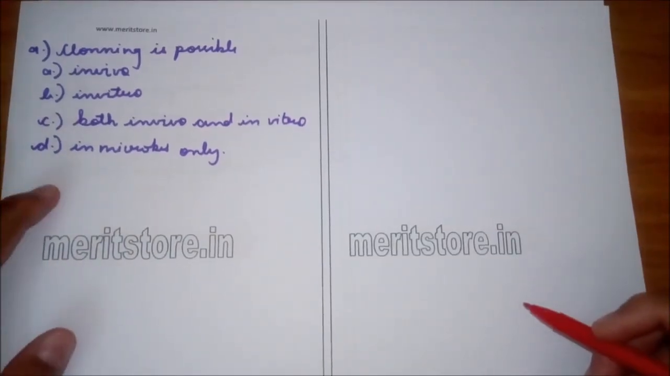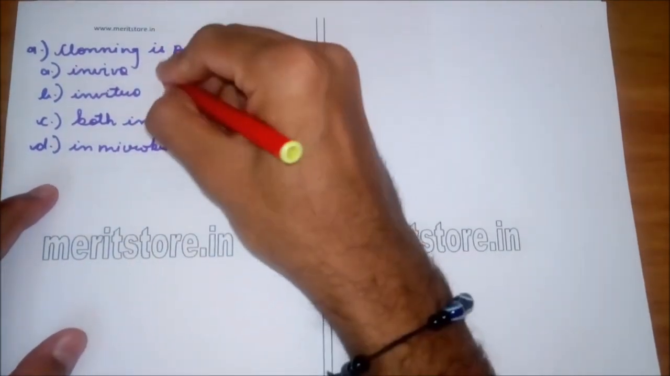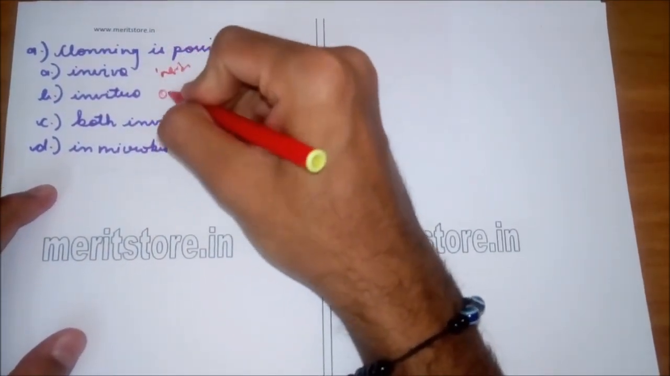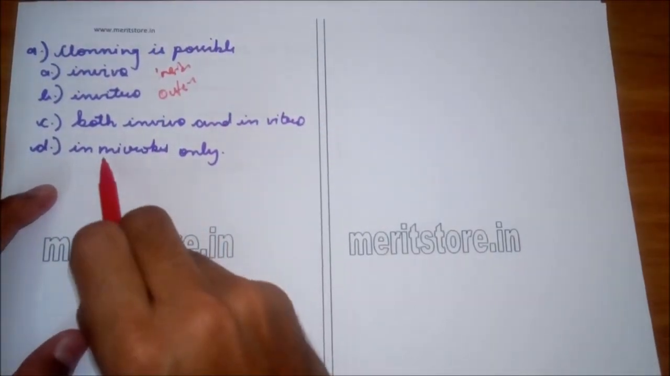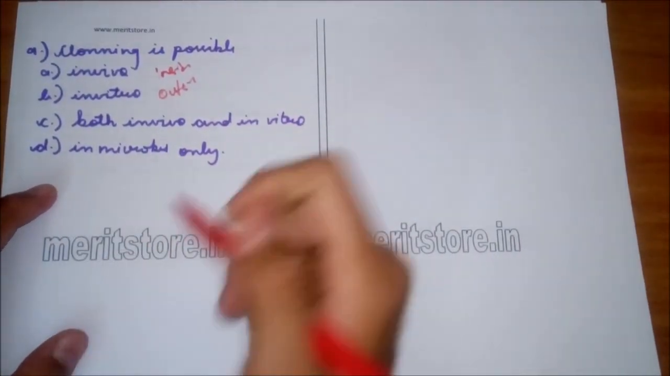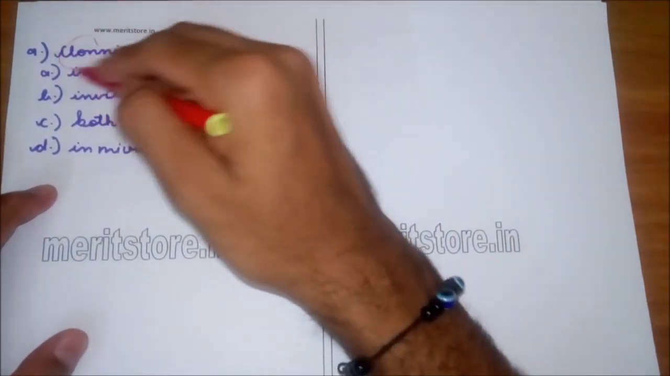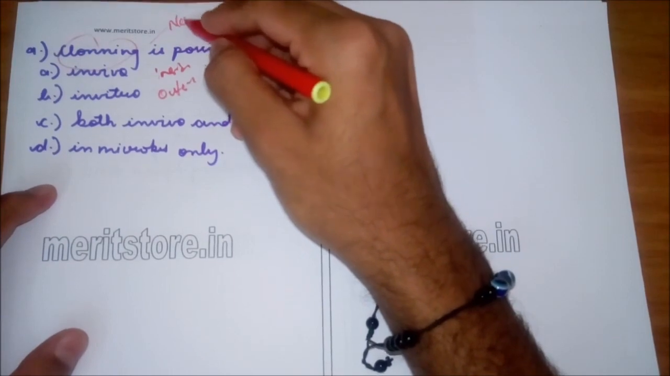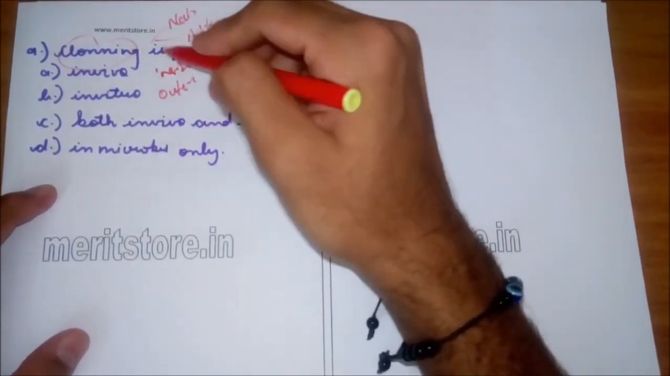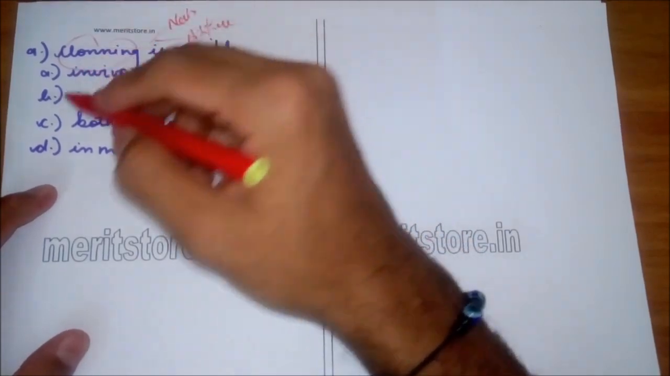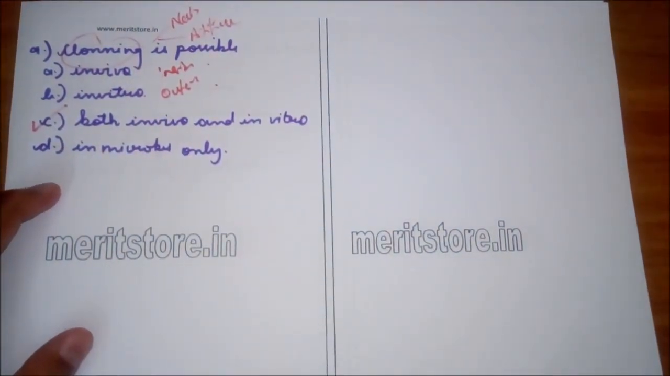Question number 9. Cloning is possible: A, in vivo; B, in vitro; C, both in vivo and in vitro; and D, in microbes only. In vivo means inside, in vitro means outside. So it is possible outside as well as inside, since cloning can occur naturally as well as artificially. So option C is the correct answer, which states both in vivo and in vitro.